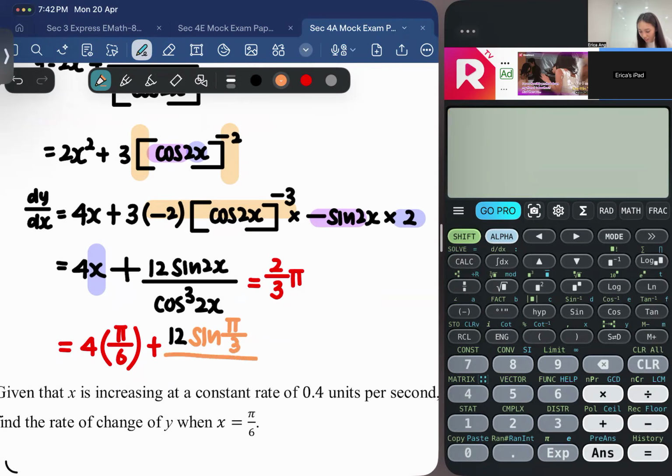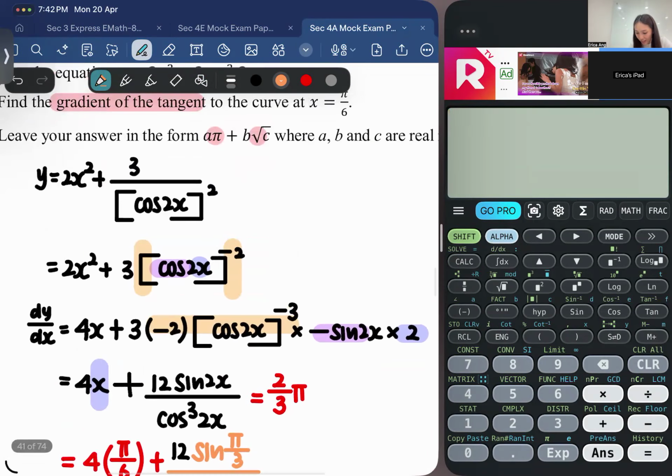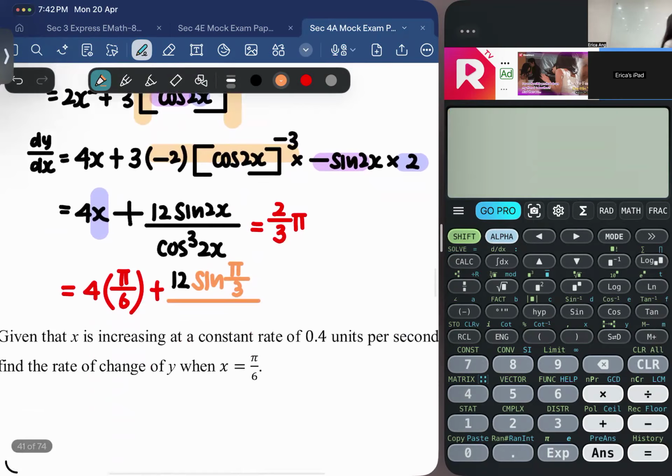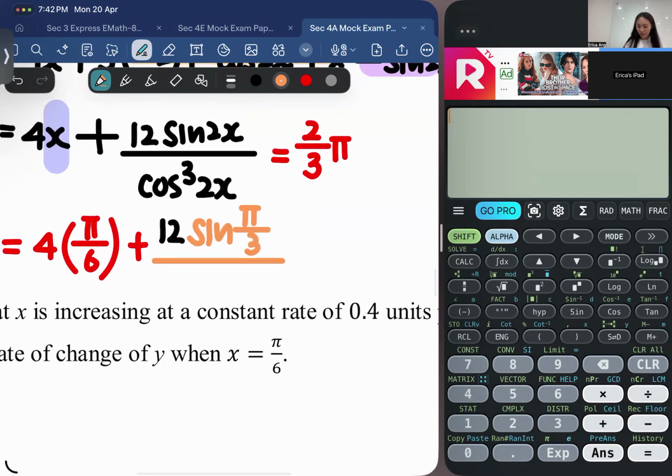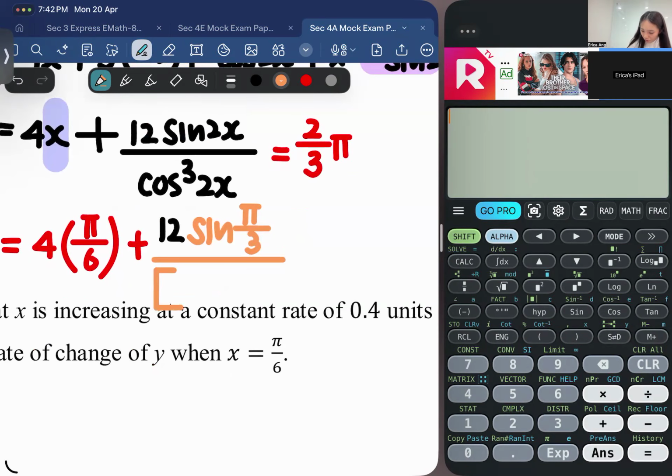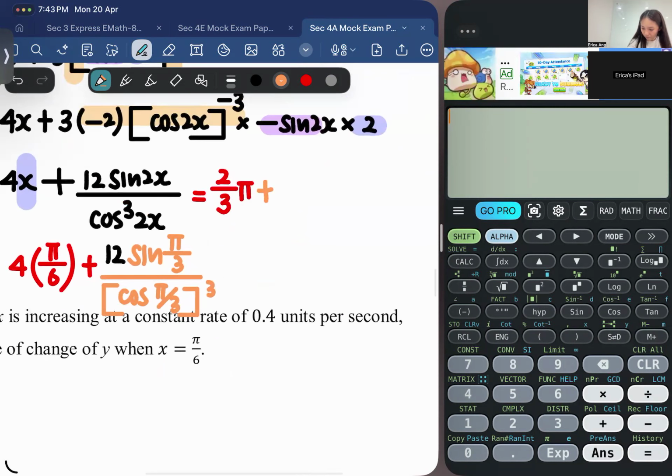Cannot, then you'll just press as 2 times pi over 6. Then the other one, right? How to press the calculator for this one? Okay, cannot press the cube like that, right? So I put the cube outside. Good job. Okay, so this one here will be cosine. Instead of pi over 6, I write pi over 3 because I times 2. So then I do a cube like that. Okay? Okay, so let's press calculator together.